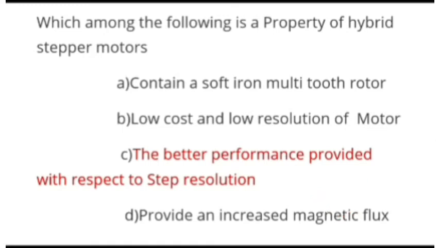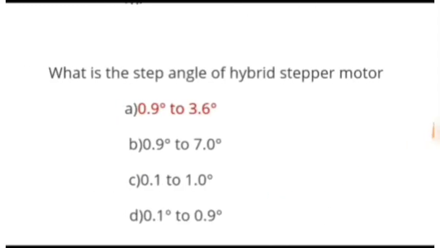Next question is, what is the step angle of hybrid stepper motor? Options are 0.9 degree to 3.6 degree, 0.9 degree to 7.0 degree, 0.1 degree to 1.0 degree, 0.1 degree to 0.9 degree. Correct answer is 0.9 degree to 3.6 degree. The choice of the angle depends upon the angular resolution required for application.